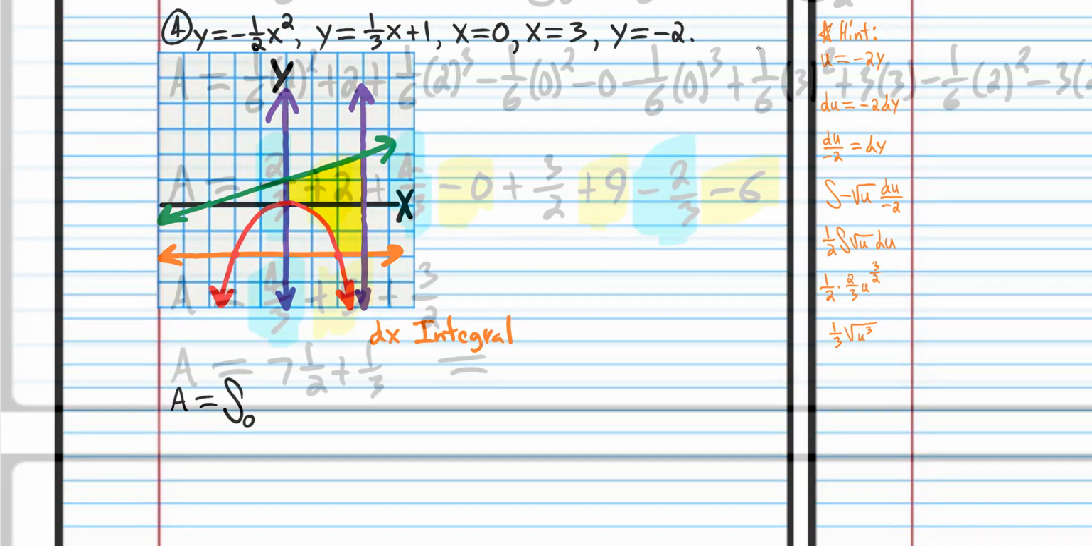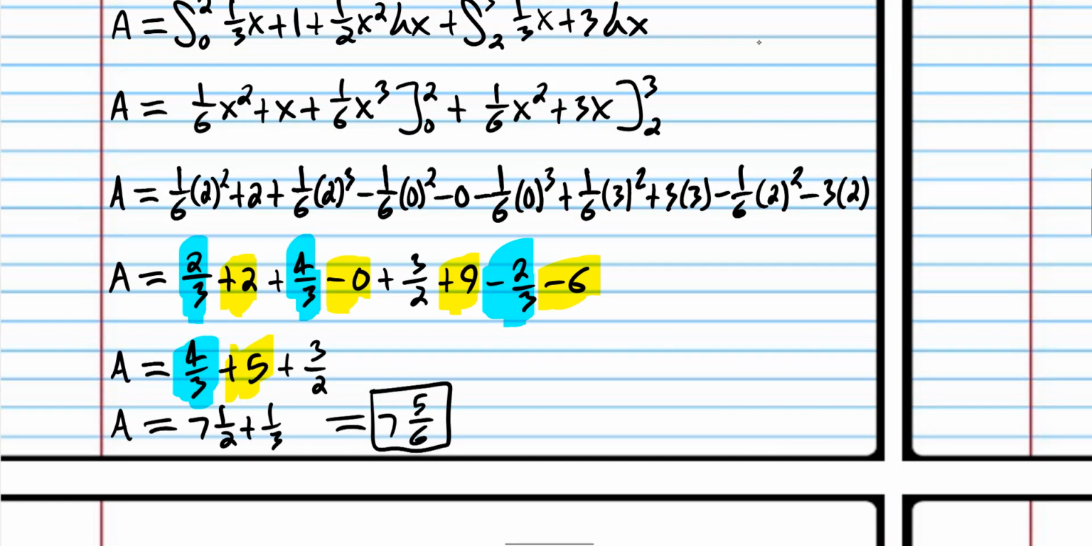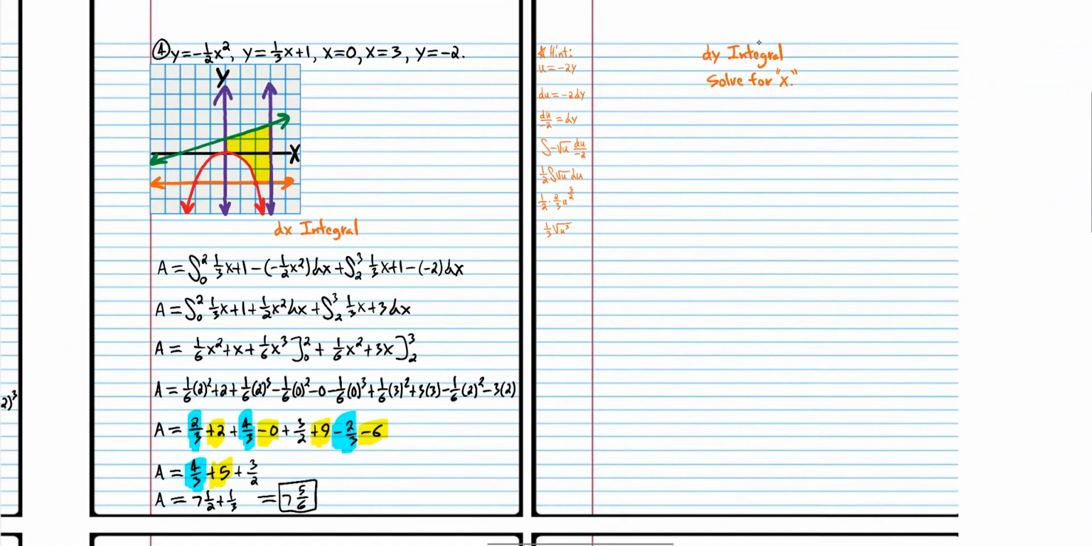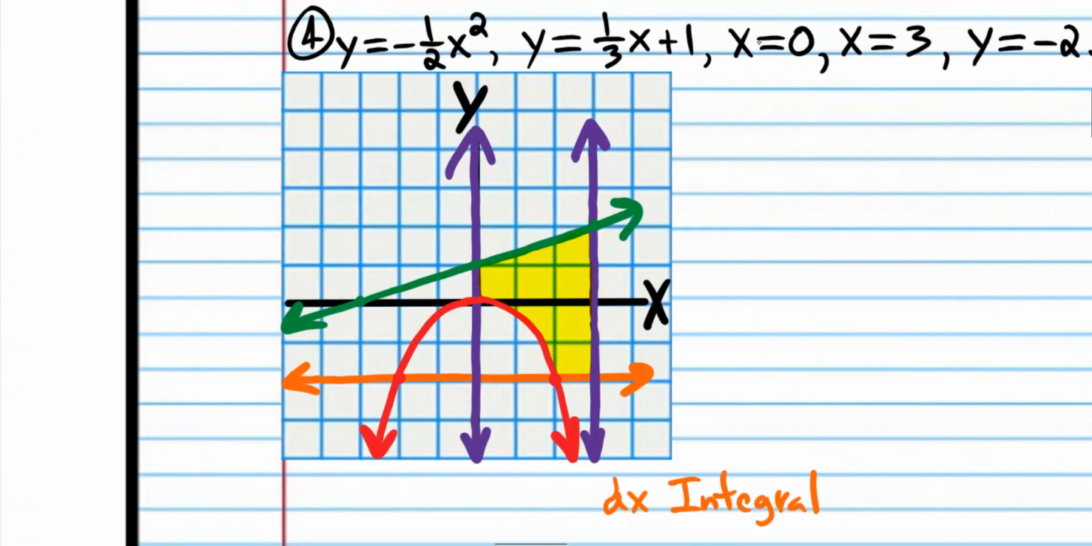Okay, we're back. 7 and 5, 6. Okay, so if you got that right, excellent. So we had to use two integrals there. Now we're going to use a dy integral.